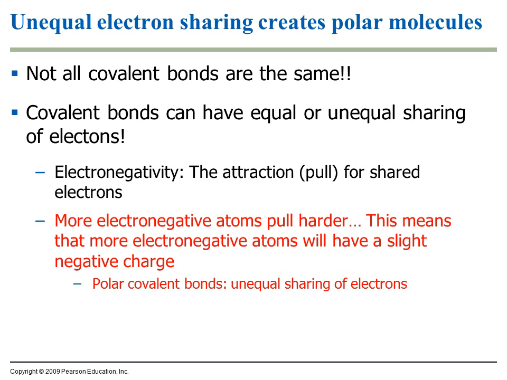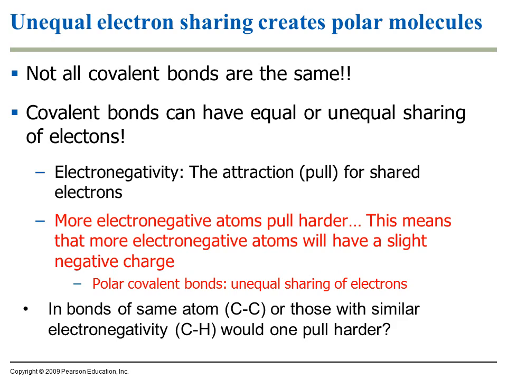If you're pulling harder for these shared electrons, you're pulling those electrons closer to that atom. And when they pull those electrons closer, they become slightly negative charged. The atom that's losing those electrons becomes slightly positive. So you have this distribution of charge between the atoms of a covalent bond. When there's this distribution of charge, we call this a polar covalent bond, where we have unequal sharing of electrons.